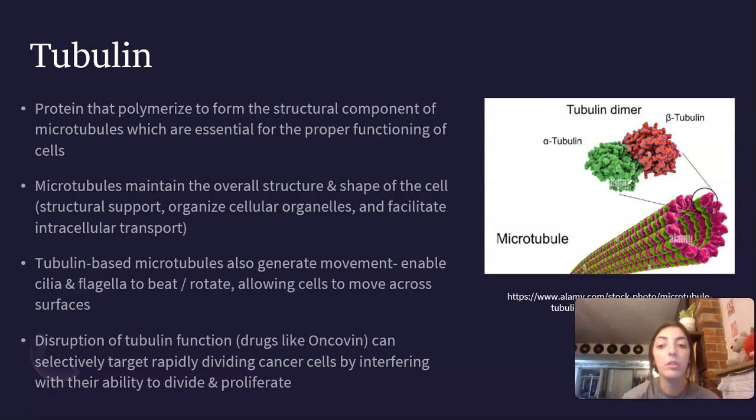And these microtubules also generate movement because they enable cilia and flagella to beat and rotate, which allows the cells to move across surfaces. So disrupting the tubulin function by drugs like Oncovin can selectively target rapidly dividing cancer cells by interfering with their ability to divide and proliferate.